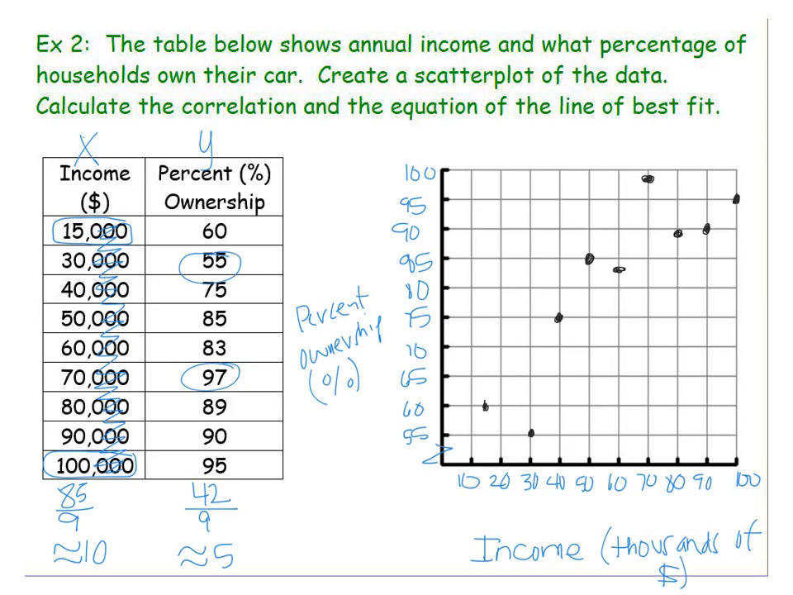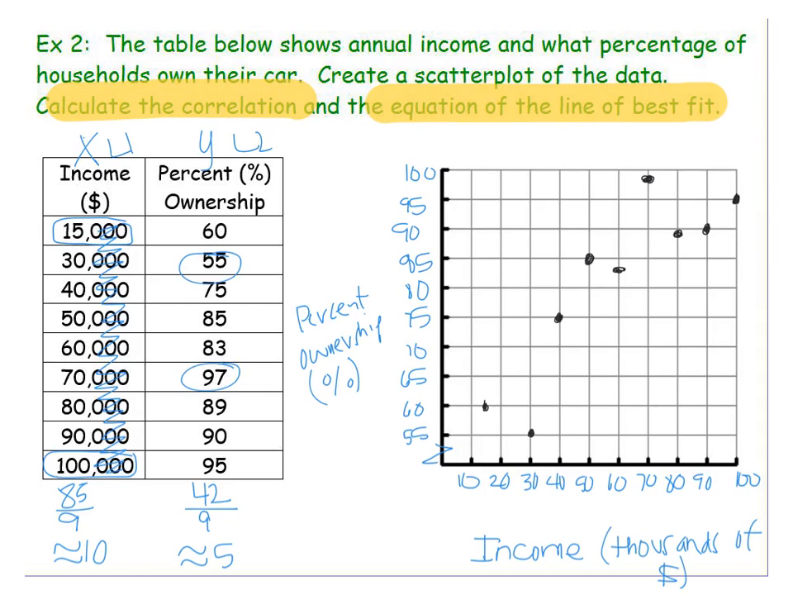So we see that they do kind of cluster to a straight line. And so the other thing, of course, that we need to find is the correlation. We need to calculate the correlation and the equation of the line of best fit. So pick up your graphing calculators, hit the stat button, edit, clear out your old data, type income into L1 and percent ownership into L2, then go over to stat, and then calc, and then option 8.